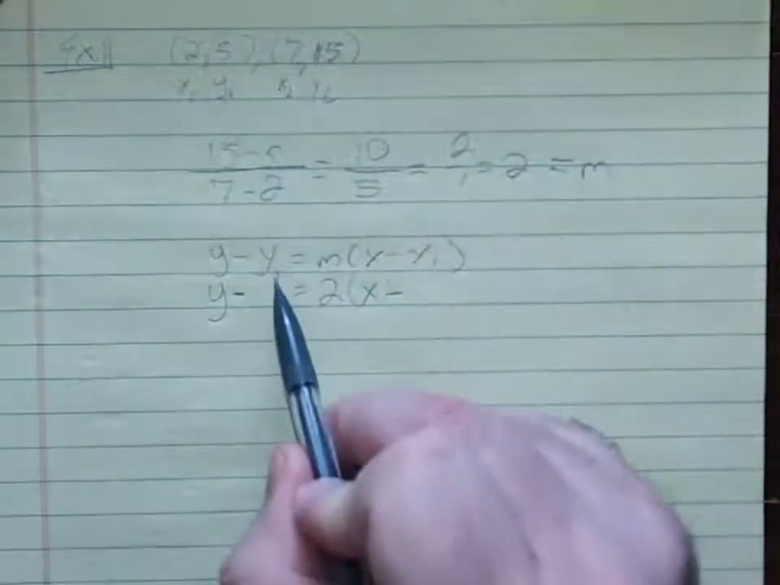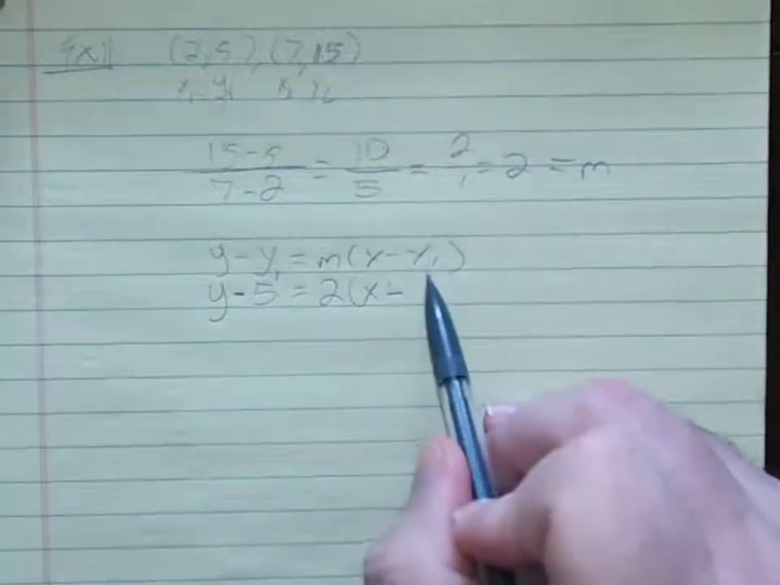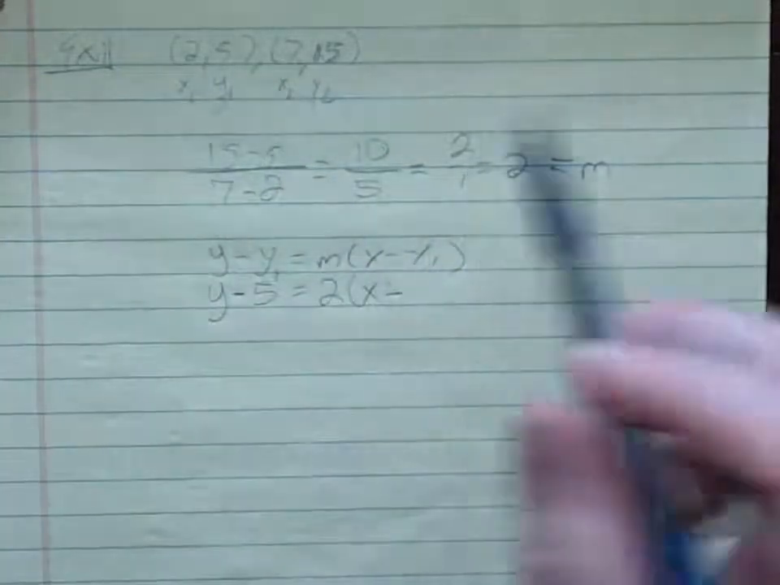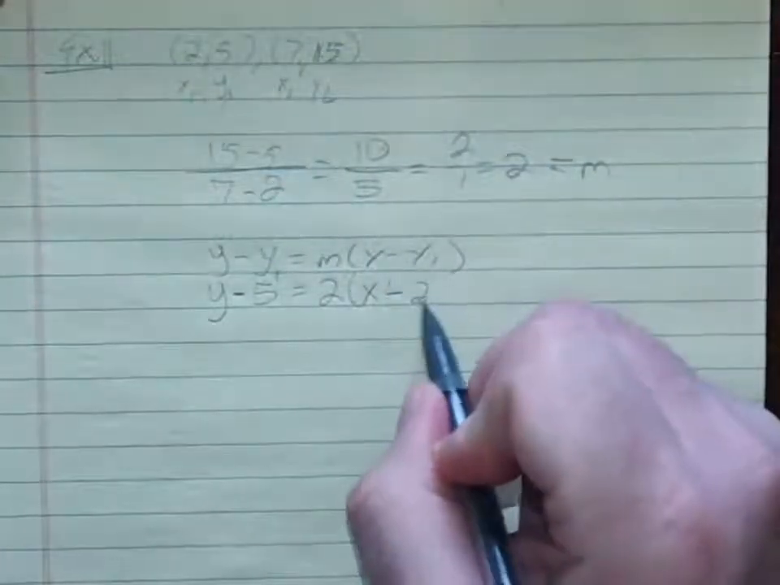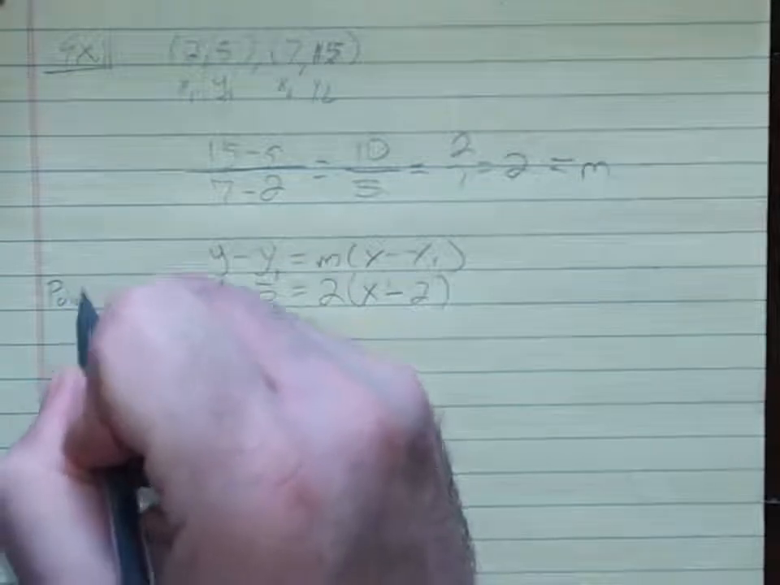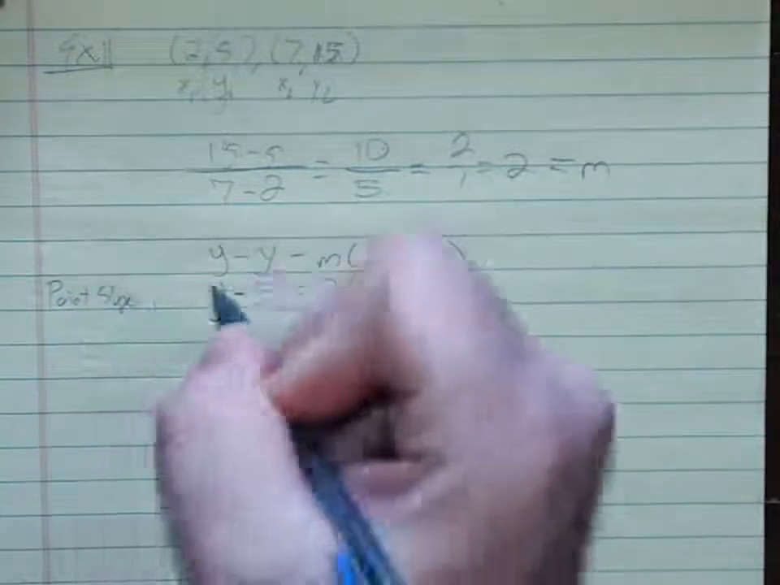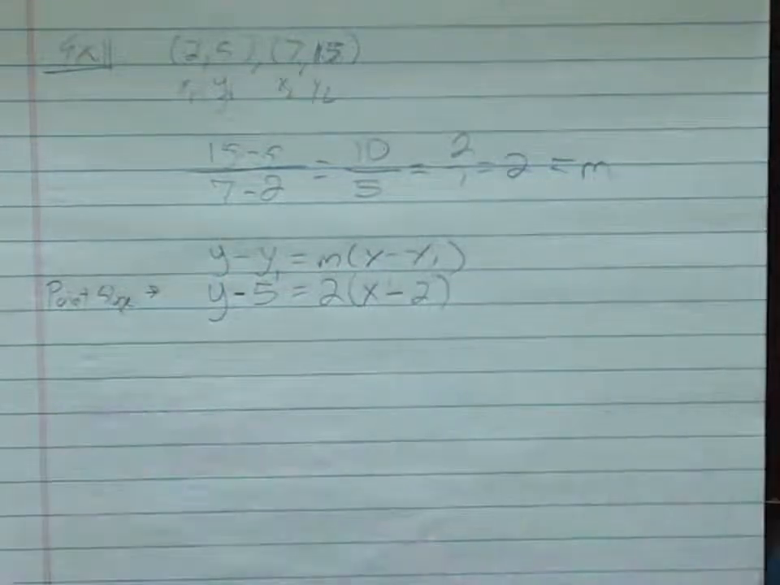So y1 is 5. So instead of y1, I'm going to put 5. I've replaced that. I'm sorry, that'll be confusing. What I mean is then I replace x1 with 2. This is point slope form. So if that's what I was asked to find, I'm done.